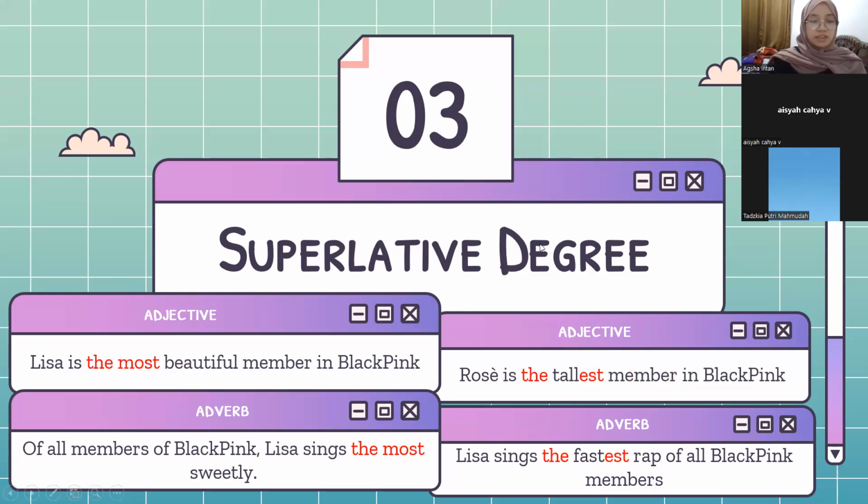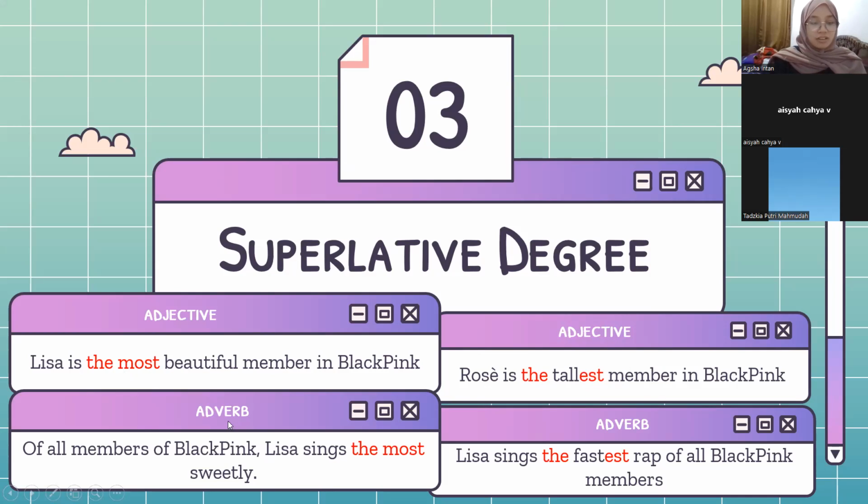The third one, superlative degree. Look at the example here. Lisa is the most beautiful member in Blackpink. I have explained to you that if we have an adjective or an adverb with two or more syllables, we use the most. You need to add the before the word most. As for the word with only one syllable, we just need to add the plus the est ending at the end of the word. Rose is the tallest member in Blackpink, and that's a fact.